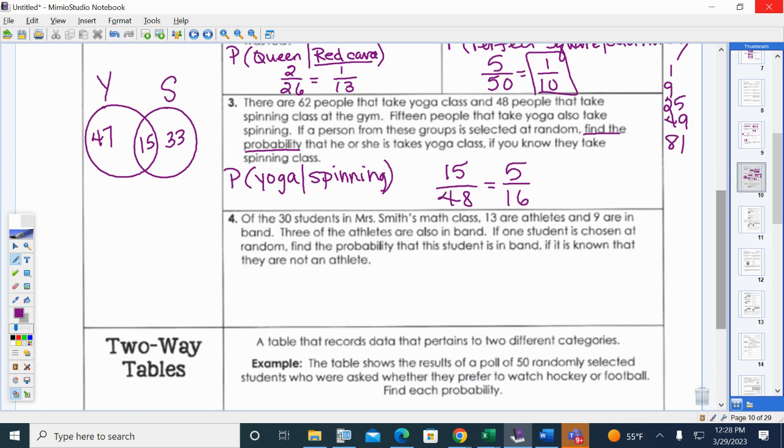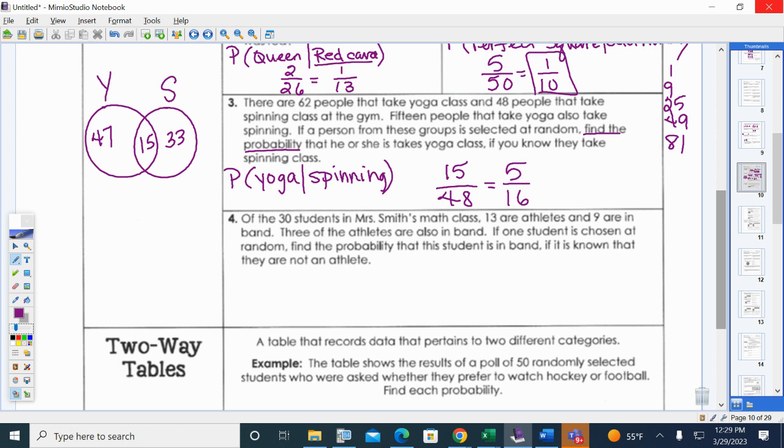I do want to show you question number 4 really quick, because number 4 is similar to number 3, but it's got a twist. Number 4 says, of the 30 students in Mrs. Smith's math class, 13 are athletes and 9 are in the band. 3 of the athletes are also in the band. If one student is chosen at random, find the probability that this student is in band if it is known that they are not an athlete.